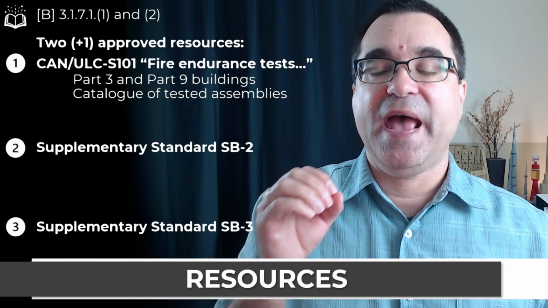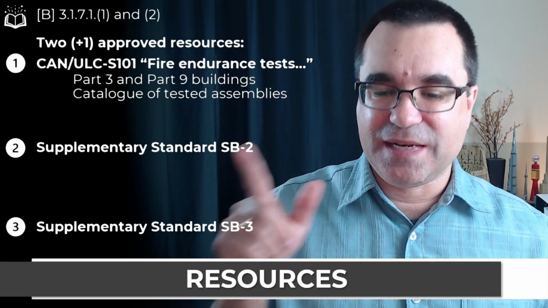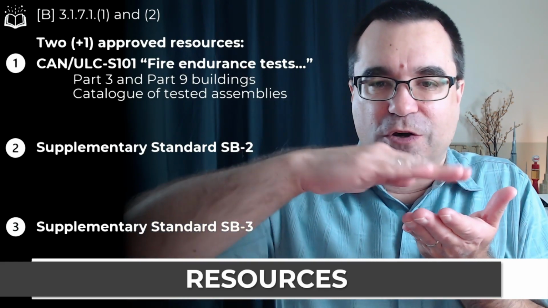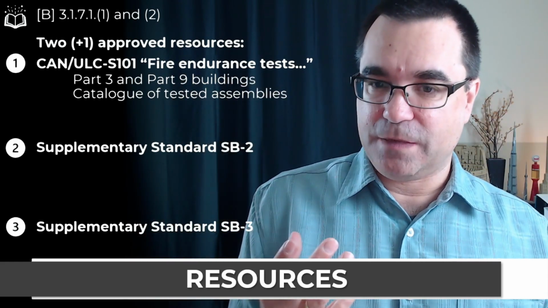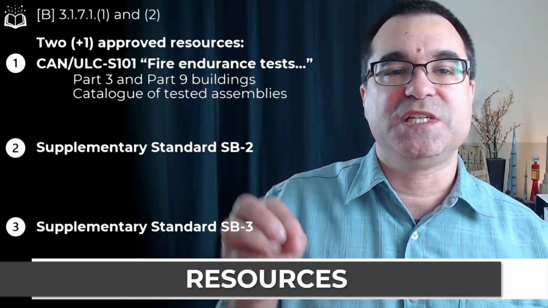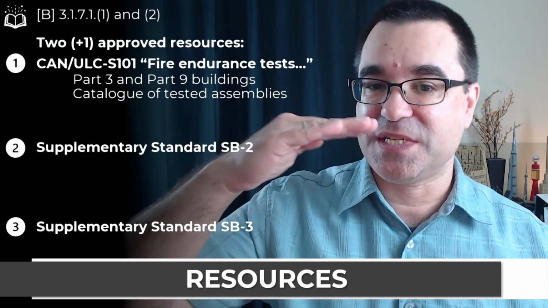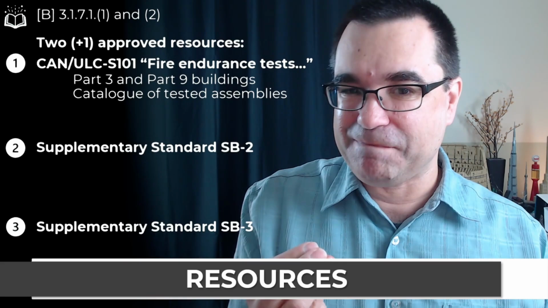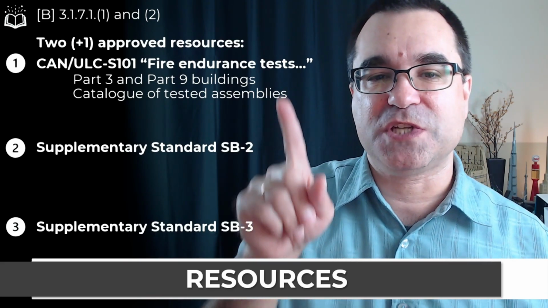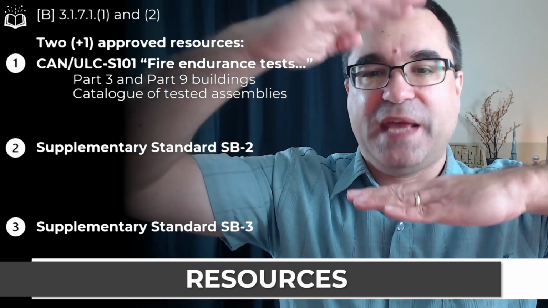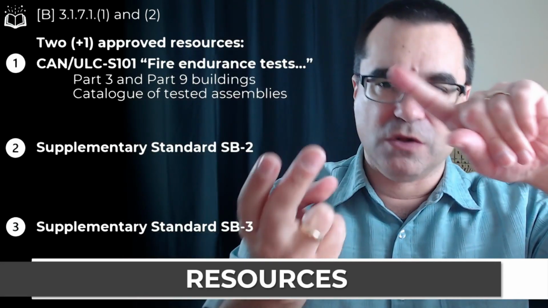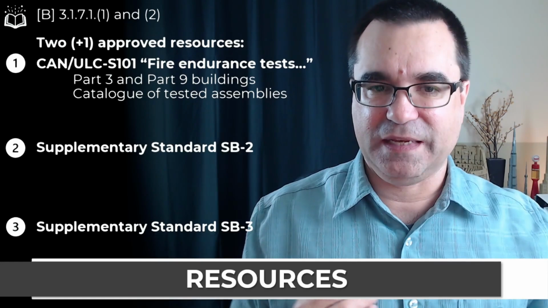And basically, this test then can be used to create a catalog, so a list of different assemblies that have been tested, which have then received a corresponding fire resistance rating in time. Okay, so you don't have to figure them out yourself. Somebody has done the testing, put them together, and now they have a list of different types of walls, floors, ceilings, and the like. Okay?